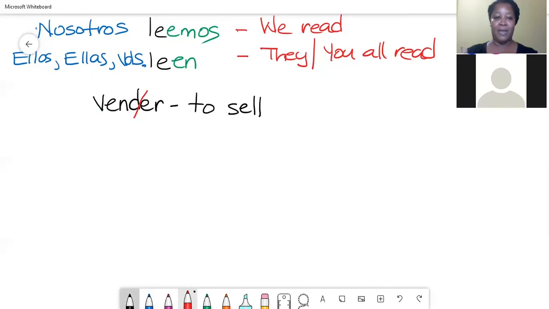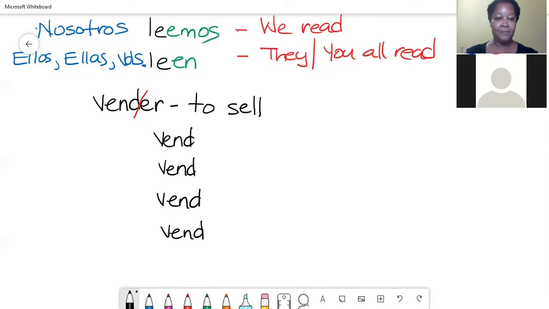Then we're going to write our stem, vend. And it looks like vendor, doesn't it? Remember our indirect cognates. Vend, vend, vend, vend. Let's insert our pronouns in the correct order.